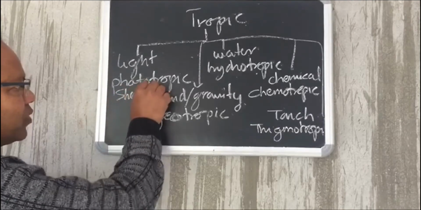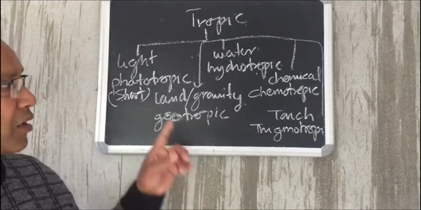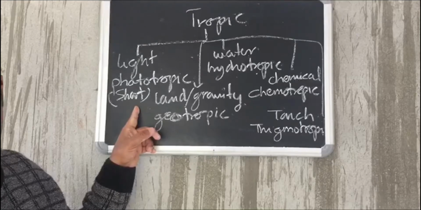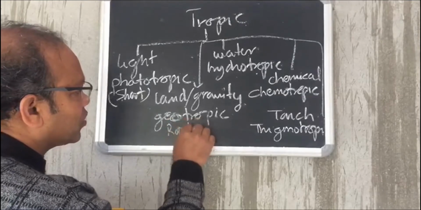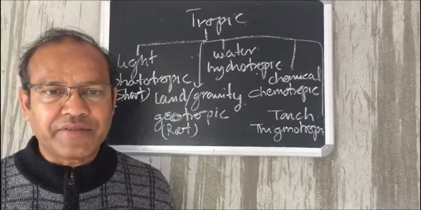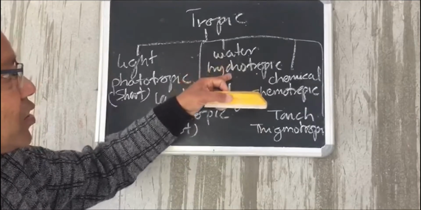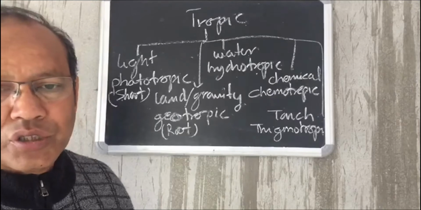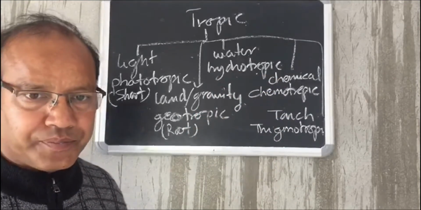We can take, for example, the shoot in the case of plant body, the part of the plant which moves towards the light, positively phototropic. And in geotropic, we can talk about the root. It grows towards the soil, towards the gravity, so it is positively geotropic. When water is the stimulus, it is called hydrotropic. Obviously, the root grows towards the water in search of water, so the root shows positive hydrotropism.